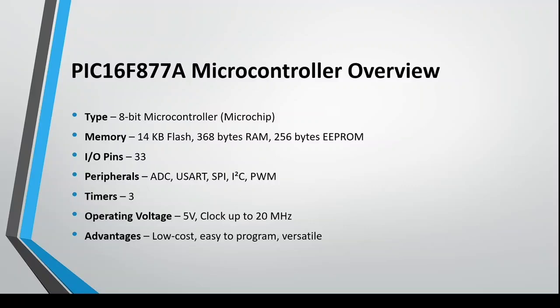USART, which is universal synchronous asynchronous receiver and transmitter, SPI, serial peripheral interface, and I2C, which is inter-integrated circuit. And the last is PWM, which is pulse width modulation, and it contains three timers, and its operating voltage is 5 volts and clock up to 20 megahertz. Advantages: it is low cost, easy to program, and very versatile.